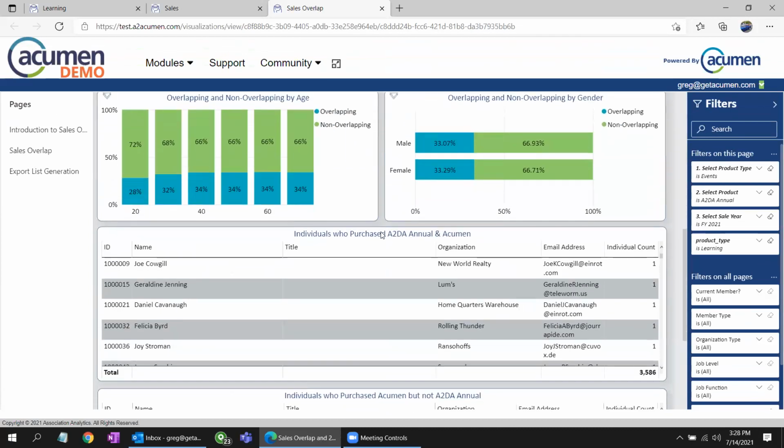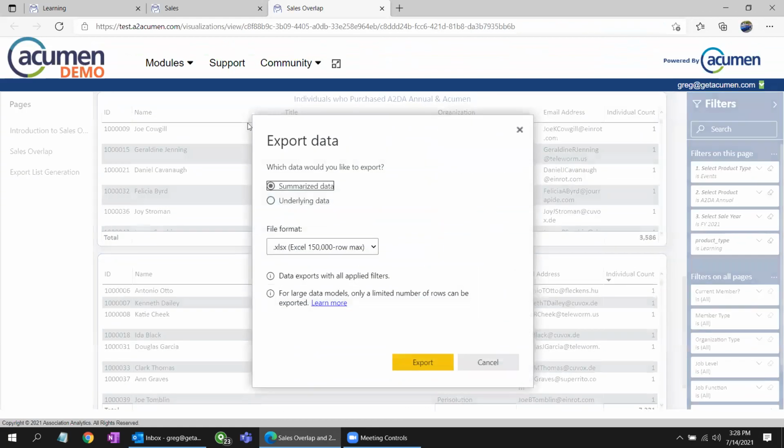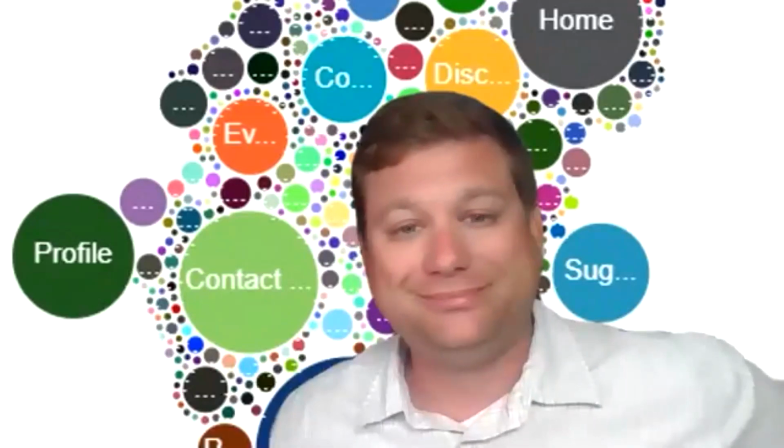So my example of taking action is I'm going to say individuals who purchased Acumen, but not the annual conference. I'm going to say, let's go ahead and invite them. So let's export this data. Let's fire them off a very targeted email, encouraging them to do the second thing, because a lot of people like them did that first thing. We assume that that's relevant for them, kind of guilty by association.